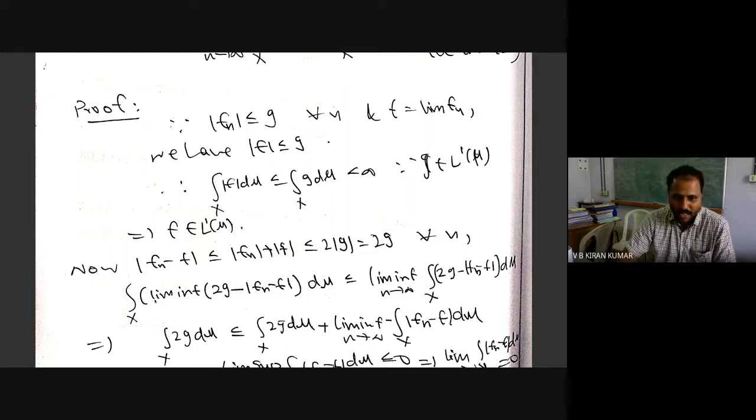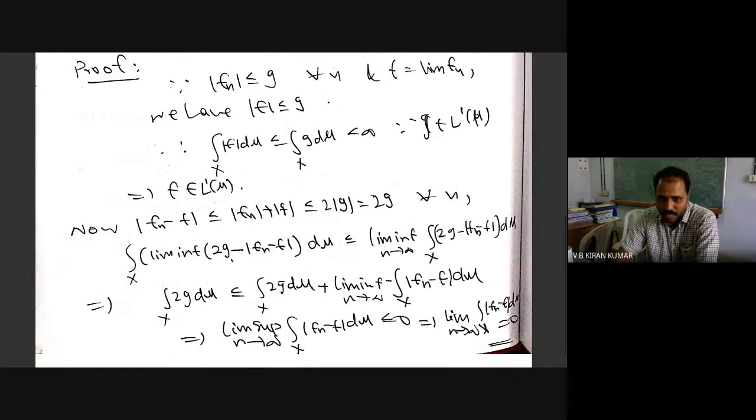Now you consider the integral of the limit infimum of 2G minus |Fn minus F|. Suppose we have this inequality. I will state that this inequality is true due to a well-known result called Fatou's lemma, and I will state that after this. So you can take this limit infimum outside, but you'll end up with an inequality. So you have this inequality here.